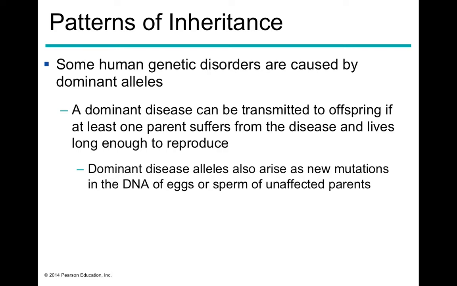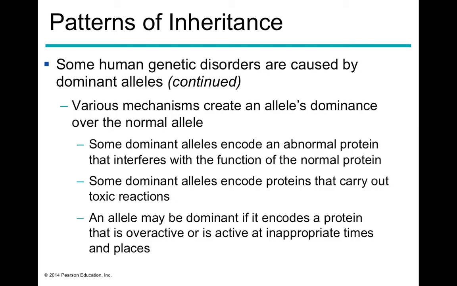Now, a dominant disease is basically one where if you have one bad copy, you're going to have the disease. So instead of having a recessive disease like we just talked about where you have to have two bad copies of the allele, here you only have to have one bad copy. And it can be passed on from parent to offspring as long as the parent lives long enough to reproduce. Dominant disease alleles can arise as new mutations occasionally in the DNA of eggs or sperm of unaffected parents, leading to the rise of offspring who are affected. But occasionally it does pass on if the parents are able to survive to reproduce.